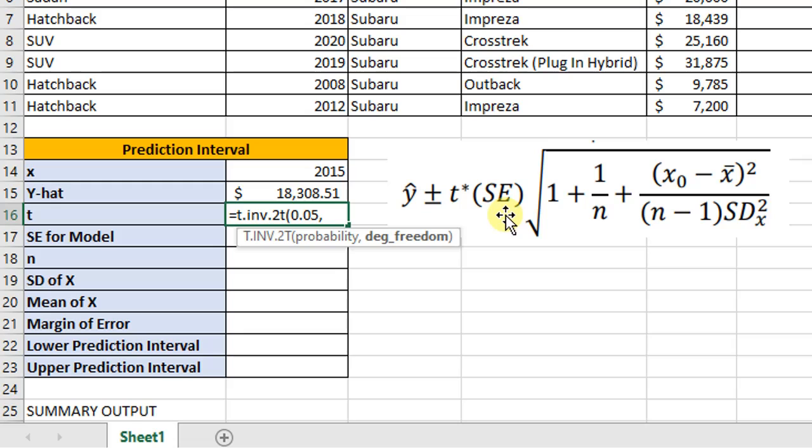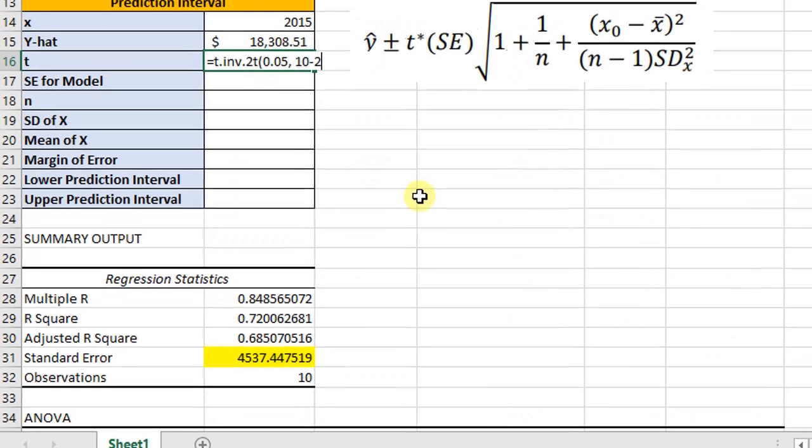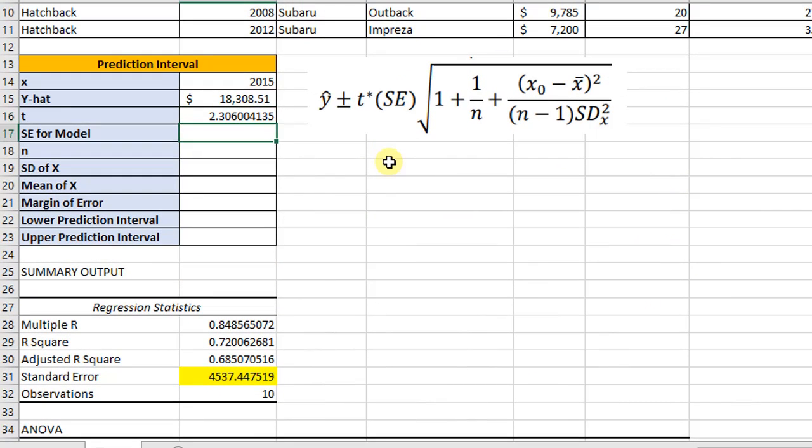Your degrees of freedom is going to be your sample size minus the number of coefficients that you used in this calculation of y hat. We used 2 coefficients, the intercept and the year, so that's going to be minus 2. If you ever forget how to do that, it's the same as the residual degrees of freedom. Whenever you have a simple linear regression with only one independent variable, it's always going to be the sample size minus 2. If you have more independent variables, then it could be minus 3 or 4, etc. Close parentheses and press enter.